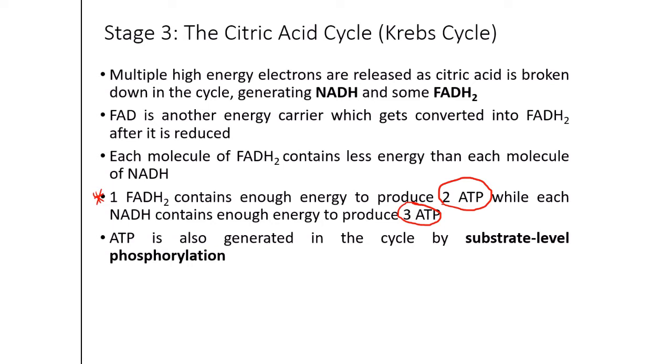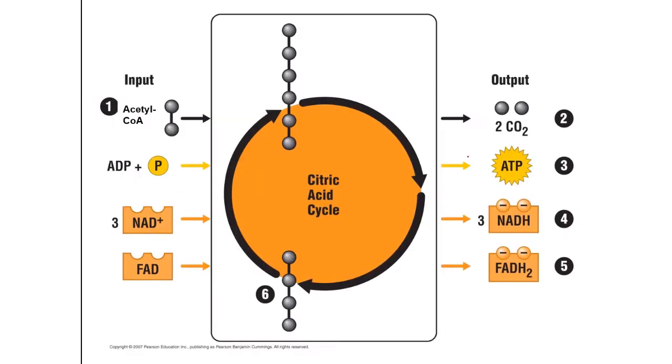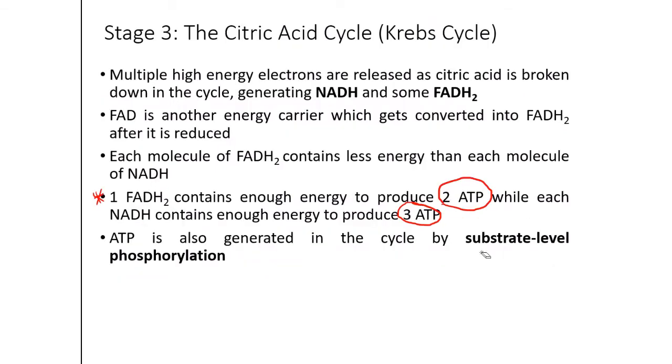If I just go back to the previous slide, you can see ATPs are generated in the citric acid cycle, in the Krebs cycle. So this ATP is going to be generated by substrate level phosphorylation, which is the same process that was used to generate the 4 ATP in glycolysis, right?